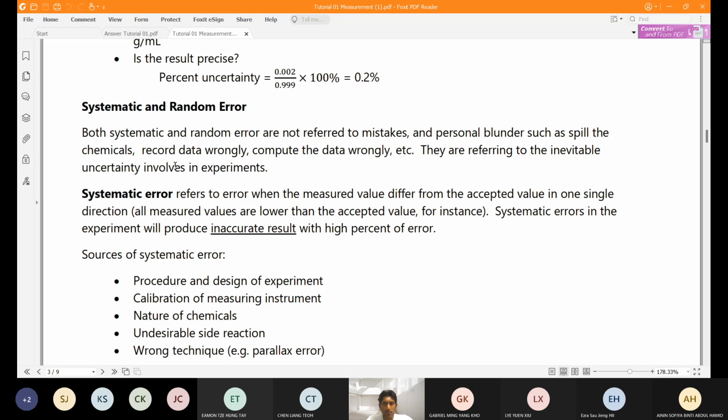That means the measured value is lower than the accepted value in one single direction. For instance, systematic error is when the experiment will produce inaccurate results with a high percent of error. So systematic error is occurring when there is some problem with your glassware or some problem with your instruments, some problem with your standardization process, or maybe some problem with your chemical itself.